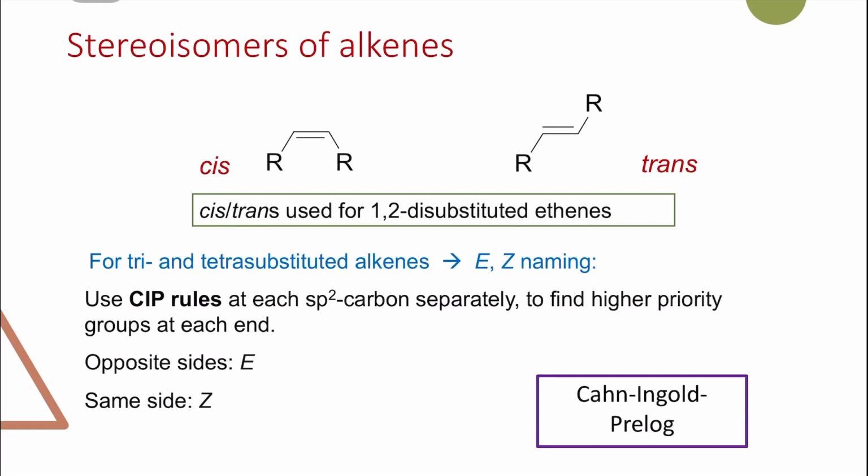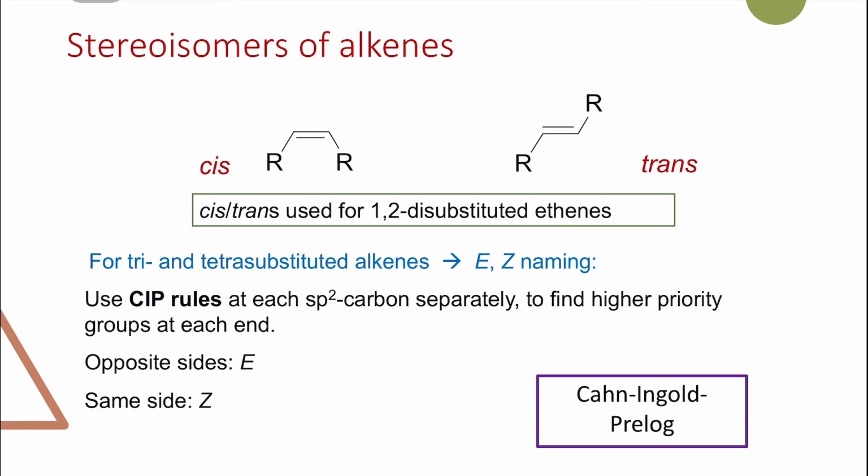Now talking about the stereoisomers of alkenes. The stereoisomers of alkenes come under the class of the configurational stereoisomers. Configurational stereoisomers means that they cannot interconvert at room temperature. That means they are completely two different compounds. They can exist at the same time, but when they do, we have two different compounds that we can separate from each other.